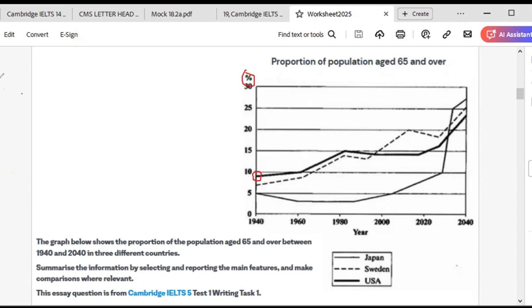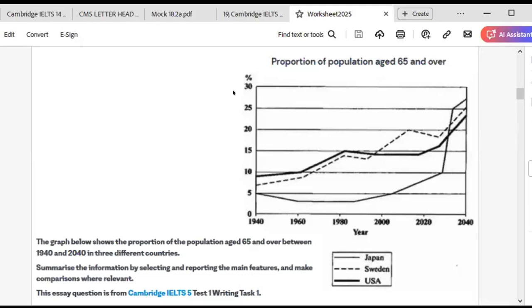It means that what? In 1940, let me type it out. In 1940, comma, can you see that? In 1940, about 9% of which country is this? This line is bold. So this line should be USA. This line is thicker. That's what I believe. The last one, the line at the bottom, is thin. So that one should be for Japan.